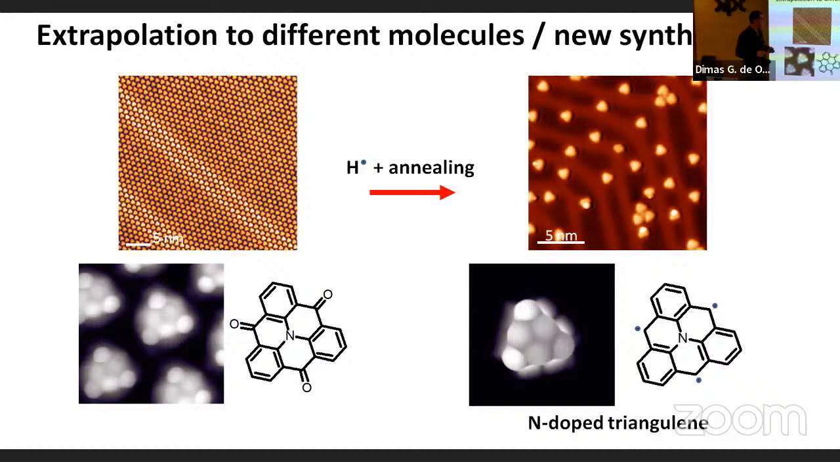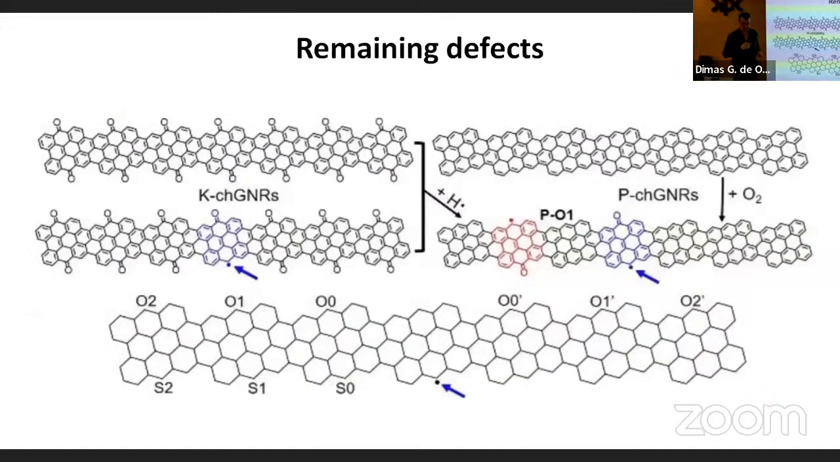Okay, so this is about the protection and deprotection, but as I said before, it works and we're very happy with that, but we're always left with a certain amount of defects. It's not many, but there are some defects. And the point is that even these defects are actually very interesting. So now I'm going to focus on the remaining defects that we end up having in our structures. That's because, if we have, for example, a missing ketone in a ketone functionalized ribbon, this defect is actually a radical, right?